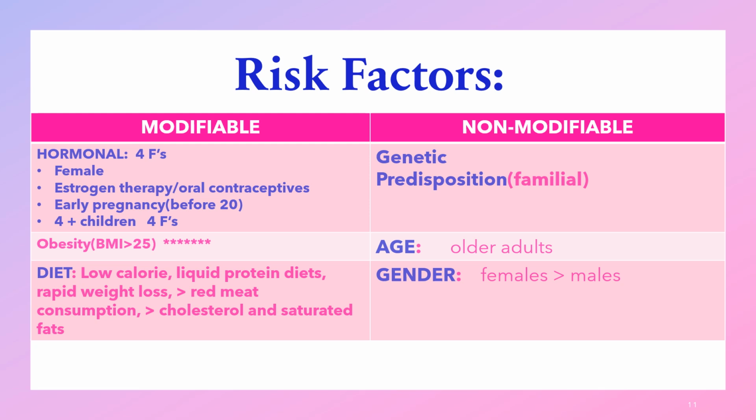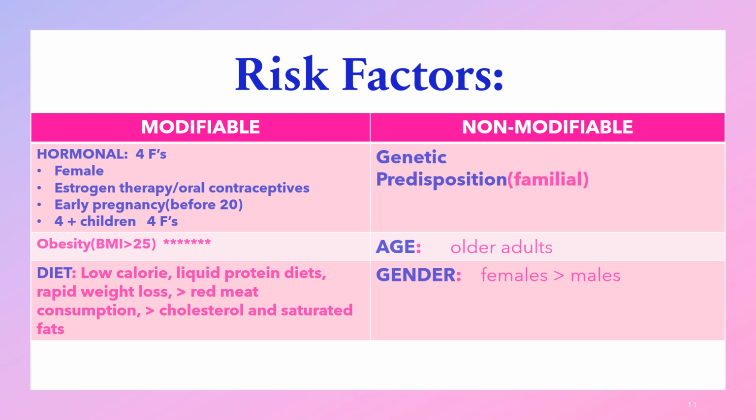We talk about hormonal, and when we talk about hormonal, we talk about something called the 4 Fs. I'm going to use terminology here that's not exactly kind, but it helps you to remember it based on those 4 Fs. The first one is F for female. Women are far more likely to have gallbladder issues than males. And it certainly revolves around fertility, estrogen. So if women are on estrogen therapy or oral contraceptives, that puts them at higher risk.